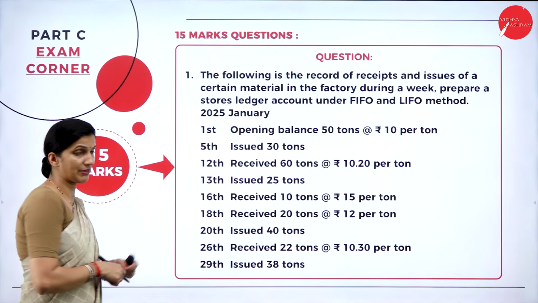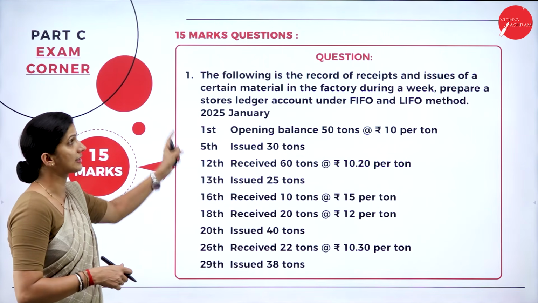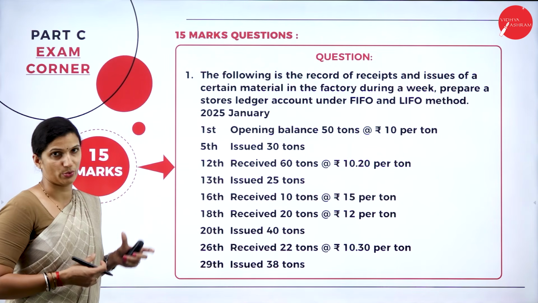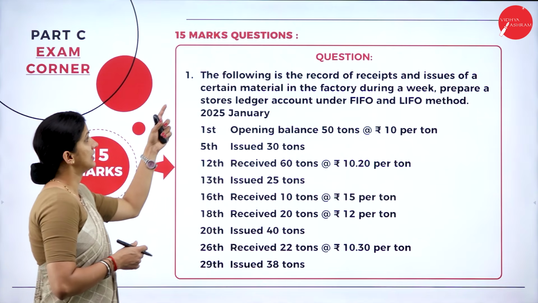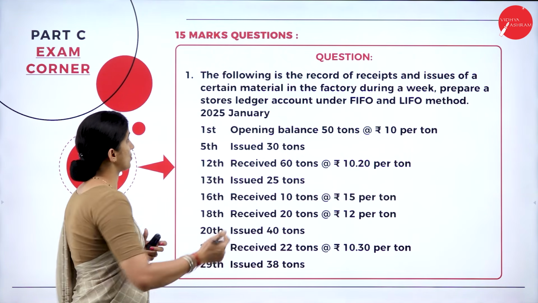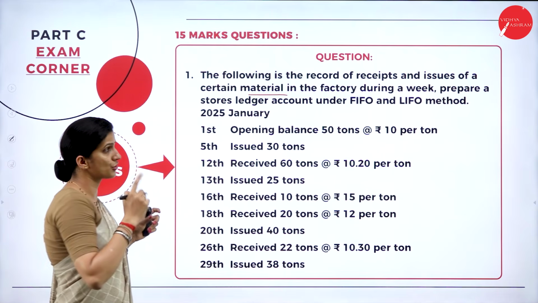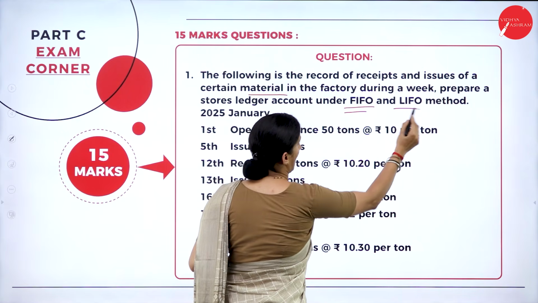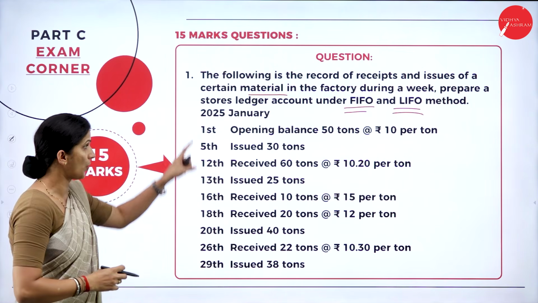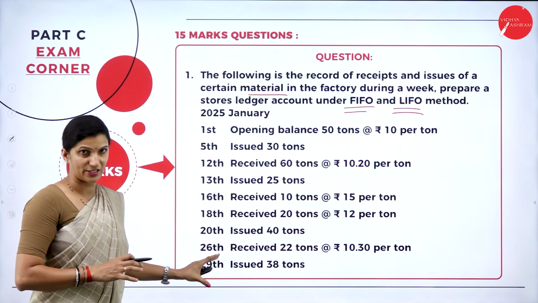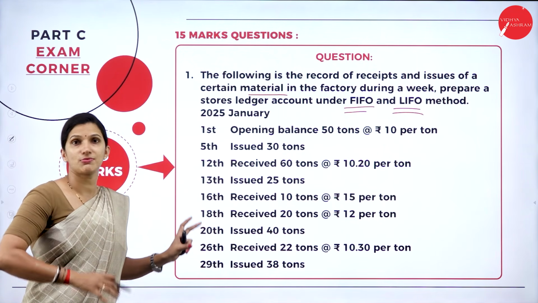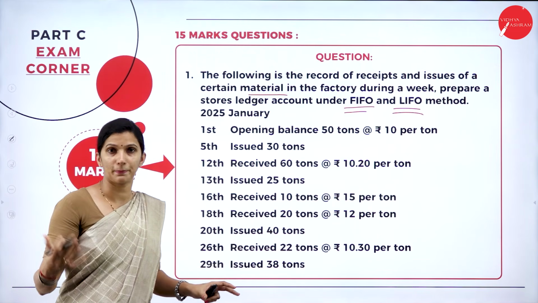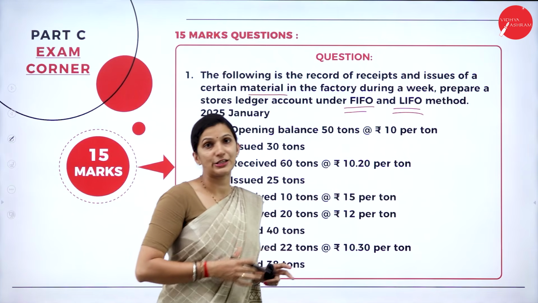So here we'll see the previous year 2025 question paper. The question related to the method of FIFO and LIFO. So first we'll see how to solve this question. The question here is: the following is the record of receipts and issues of a certain material in the factory during a week. Prepare a store's ledger account under FIFO method and under LIFO method. So one single question with various transactions given. For this question, first we will prepare the store's ledger account under FIFO, and then again we'll prepare the store's ledger account under LIFO method.